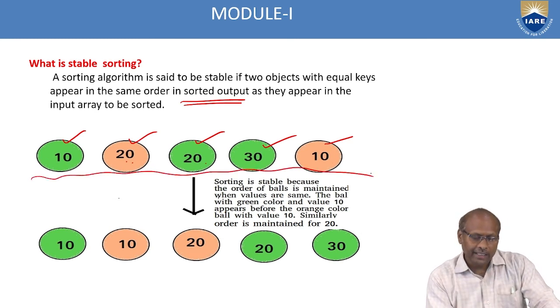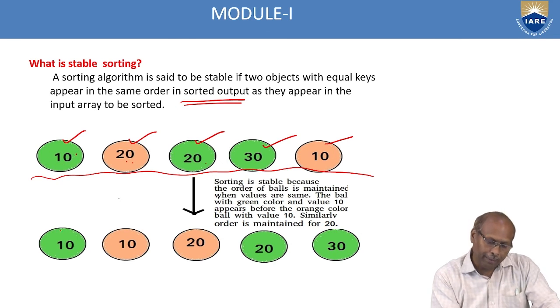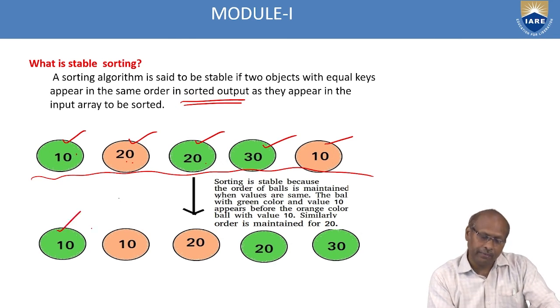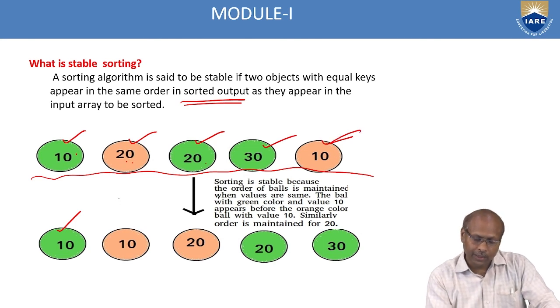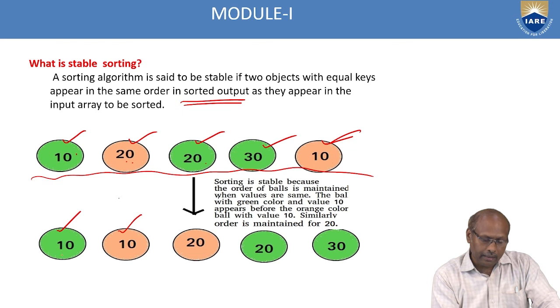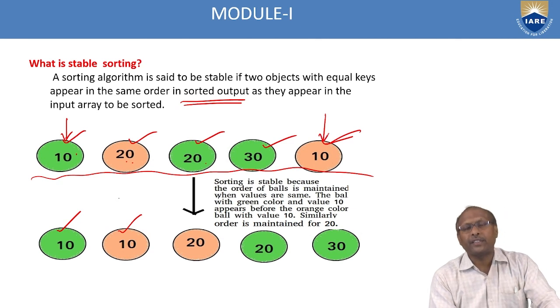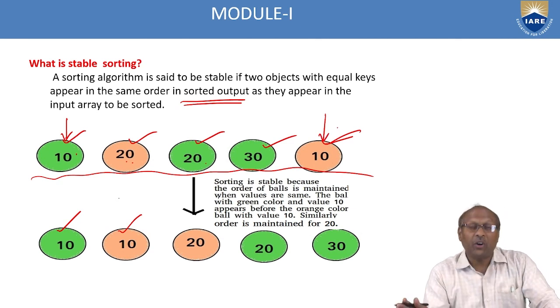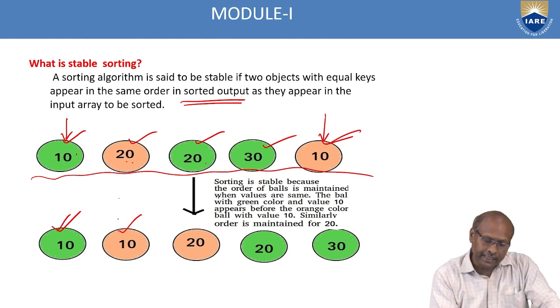So after sorting, I should get in the order, no doubt. But whichever 10 comes first, that's the same. Now see, green color 10 comes first. So after sorting also, I should get the green color 10 first. But the brown color 10 should come next. I should not get, even though the values are same, the green color 10 came first and this brown color 10 came last. So it should maintain the order of the same key. So this 10 comes first and then this 10.